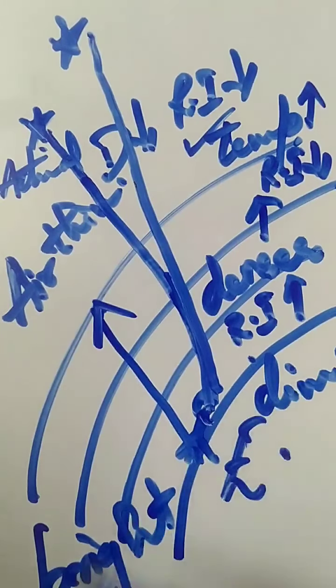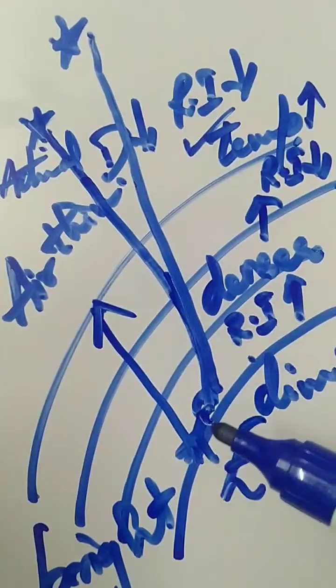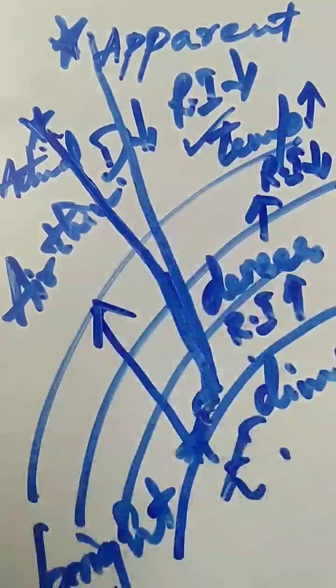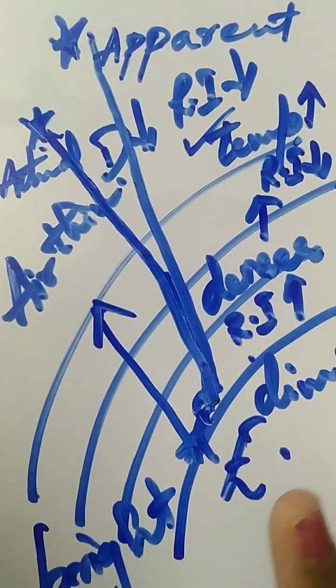So because of this continuous less light, more light, dim light, bright light, more light entering our eyes and less light, it is always changing. Because of that, we see the stars twinkling. So I hope you are clear with this answer. Why do stars twinkle?